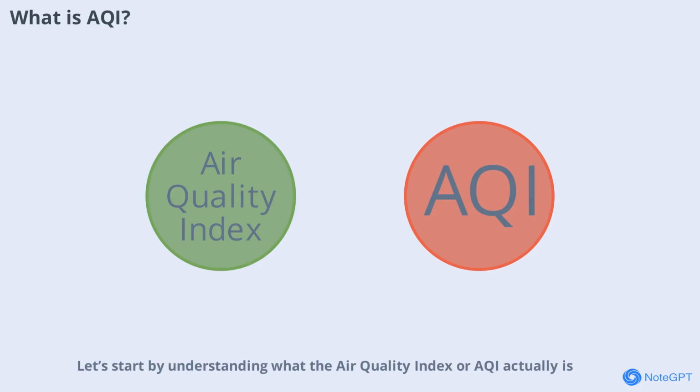Start by understanding what the Air Quality Index, or AQI, actually is. The AQI is a standardized system used around the world to measure and report the quality of the air in a specific location. It translates complex air pollution data into a simple scale, making it easier for everyone to understand how clean or polluted the air is.